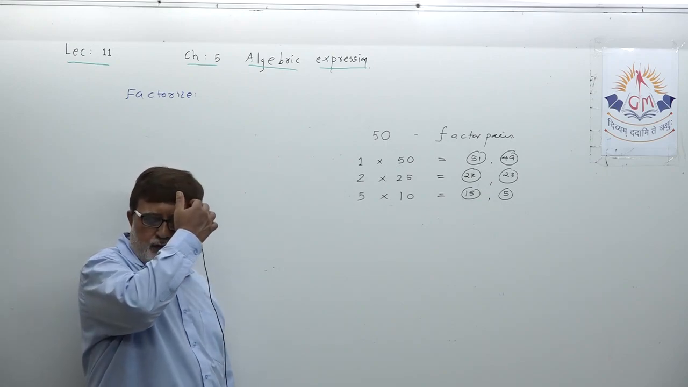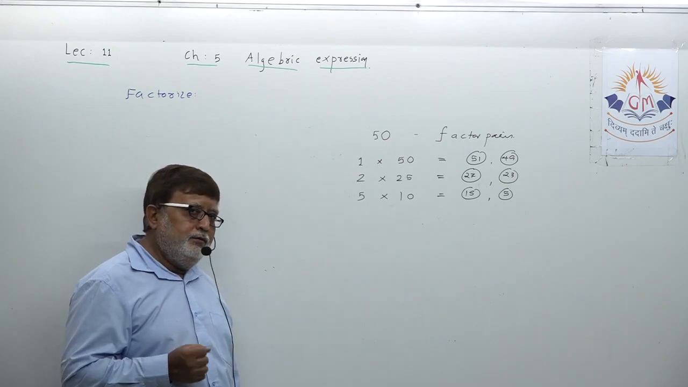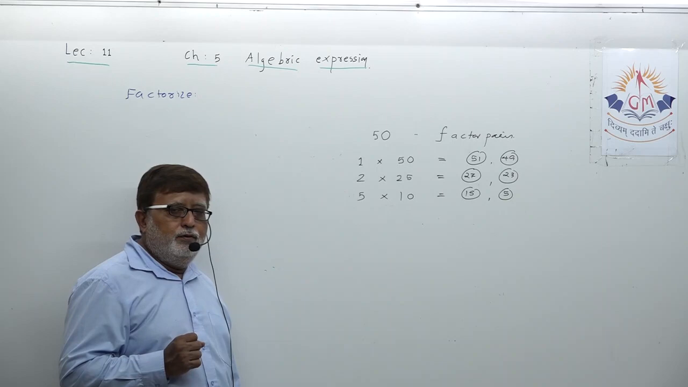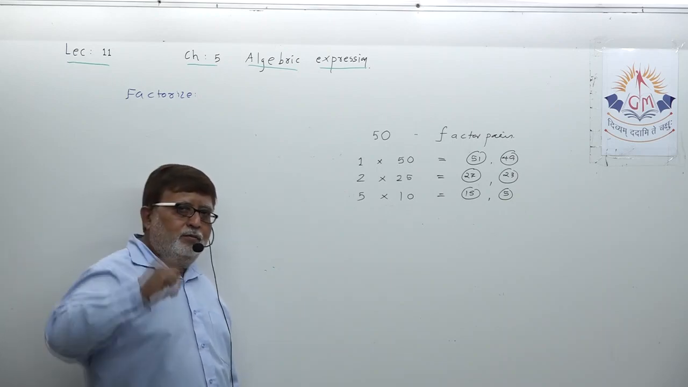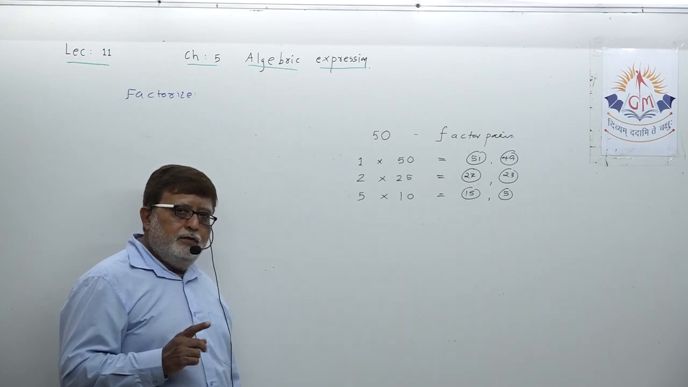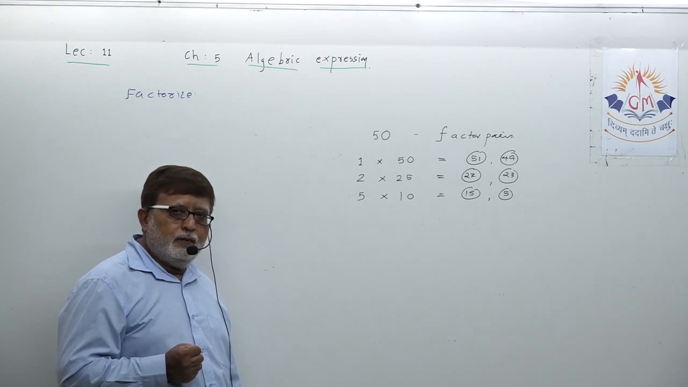Suppose I ask you, give me the factor of 21 whose subtraction is 4. So now it will strike in your mind, 7 and 3 make 21, 7 minus 3 equal to 4.